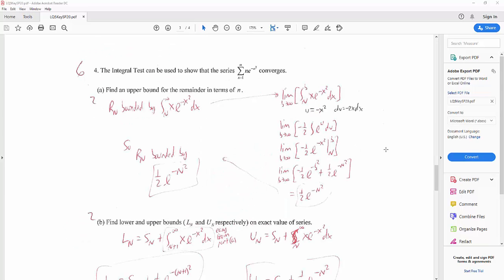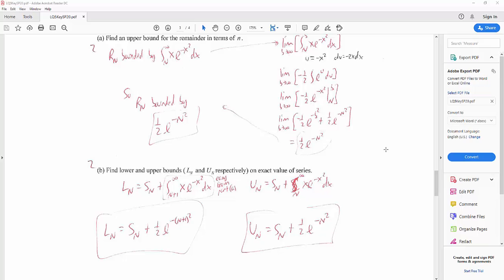All right, number 4, I'm telling you that that series converges. So find an upper bound for the remainder in terms of n. Well, r sub n, the remainder, is bounded by the improper integral from uppercase n to infinity, x e to the negative x squared dx. So I went off to the side and I evaluate that improper integral, and I get the improper integral to have the value of 1/2 e to the negative n squared. So that tells me r sub n is bounded by 1/2 e to the negative n squared.